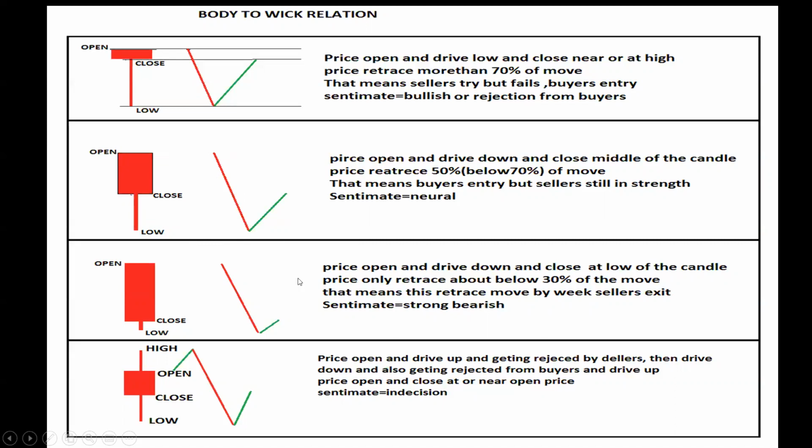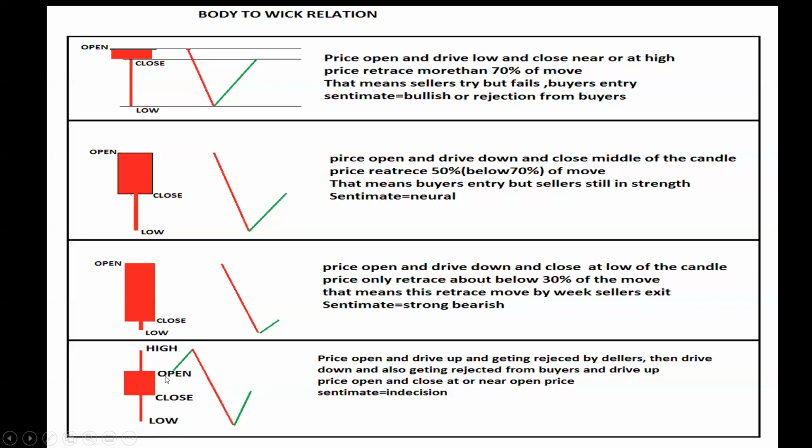So we have the next one. Price drove down and closed at the low of the candle. Price only retraced about 30% of the move, which means that it's a strong bearish sentiment. Next one is going to be one of these little odd boys here. We have the high, the open, the lows, the close. A lot of different movement here.